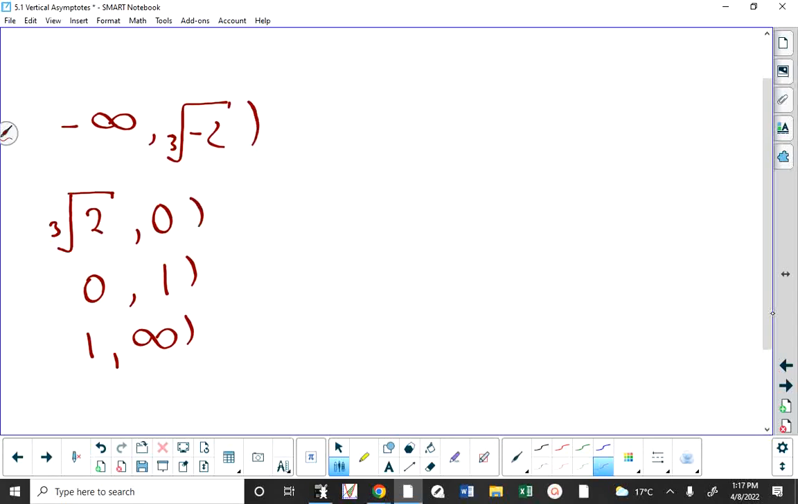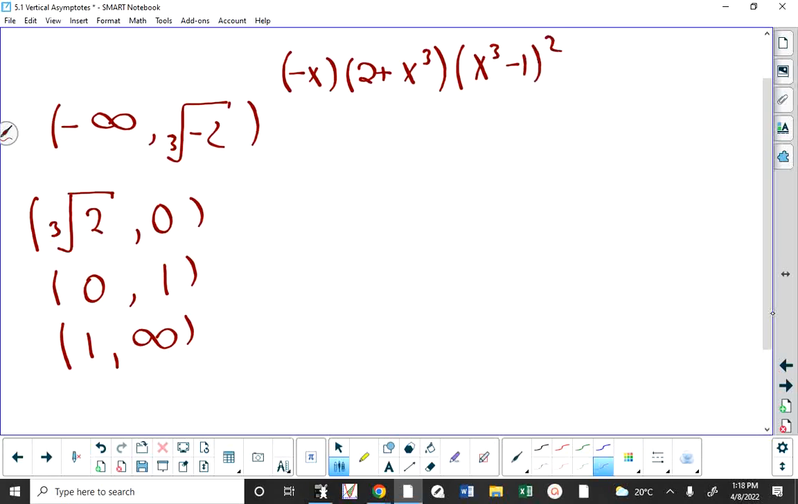Just an internal check here. If there are 3 critical values and we're breaking up the domain of all real numbers with 3 cuts, we should get 4 intervals, and we have them. Across the top, we're going to put all of the factors of the derivative. One of the factors was negative x. One of the factors was 2 plus x cubed. One of the factors was x cubed minus 1, but it was squared. Am I correct in getting all of the pieces of the derivative there?